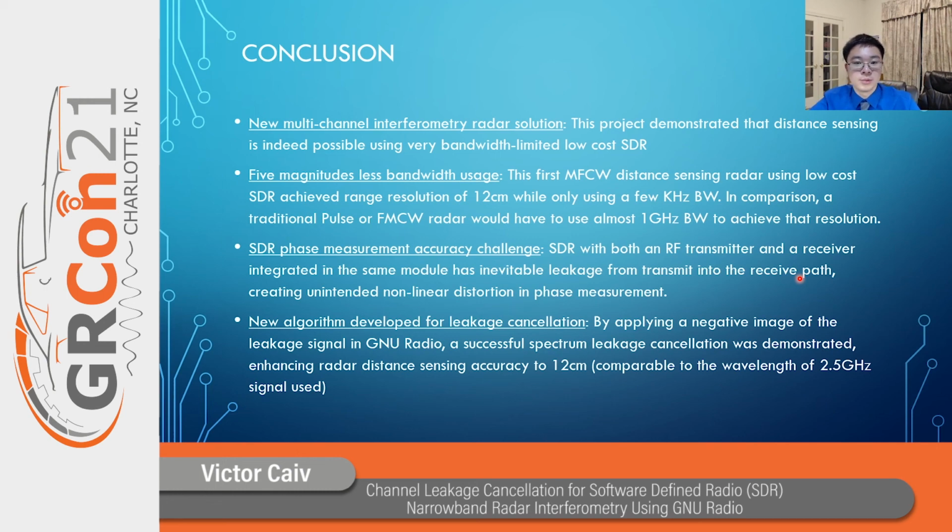We were able to simulate that in GNU Radio and then create a new algorithm for leakage cancellation by applying a negative image of the leakage signal in GNU Radio and successfully enhancing the radar distance sensing accuracy to 12 centimeters, that is comparable to the wavelength of the 2.5 gigahertz signals that were used.